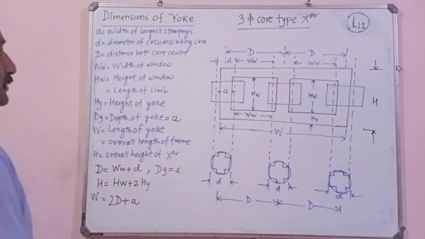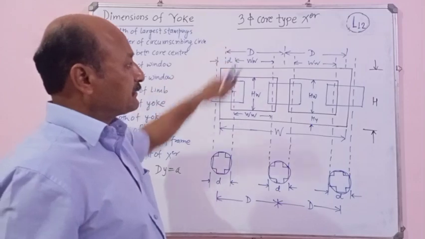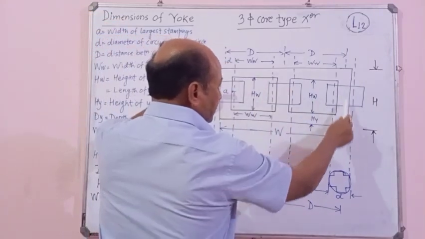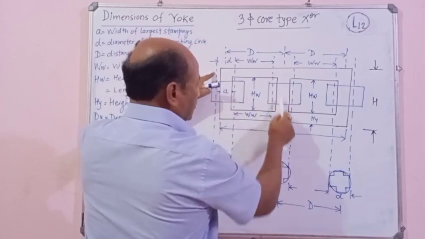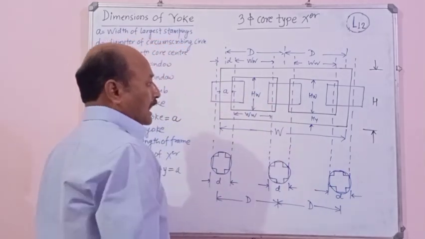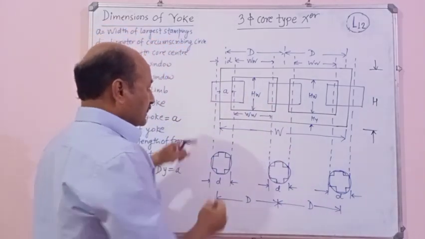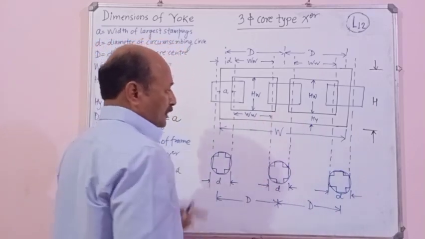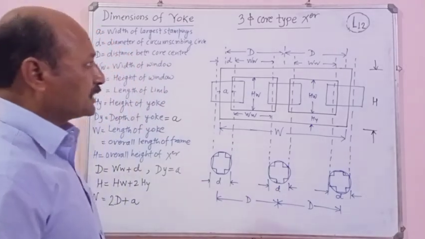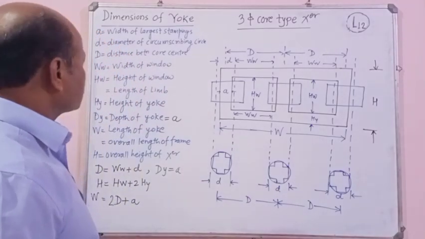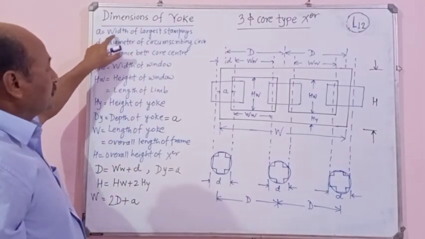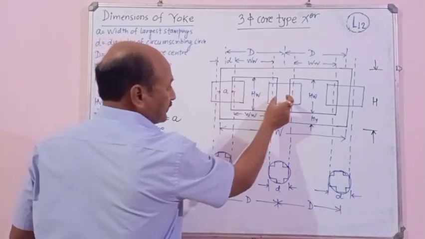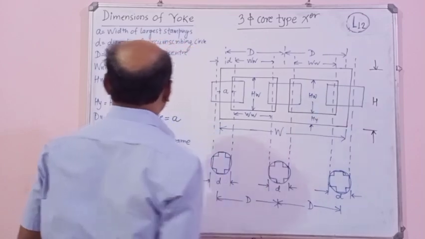So next, the dimensions of the yoke for the three phase core type transformer. So this one is the magnetic core of the three phase transformer, and this one is the core type transformer, as these three windings are wound on the core. So for this three phase transformer, we have to write the relations. So the first one is A. What is A? Width of the largest stamping. So this one is the width of the largest stamping.